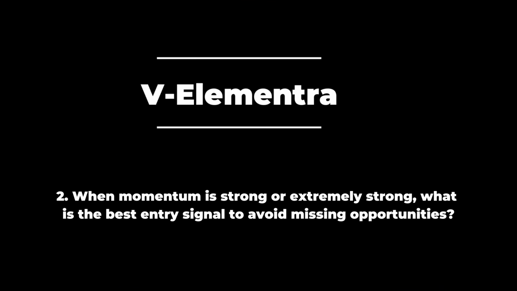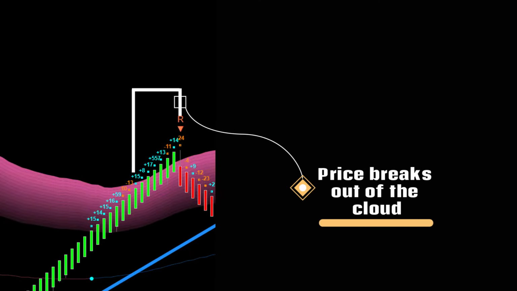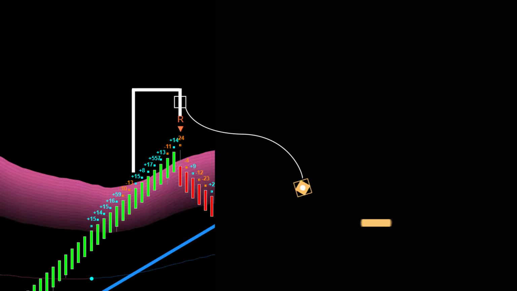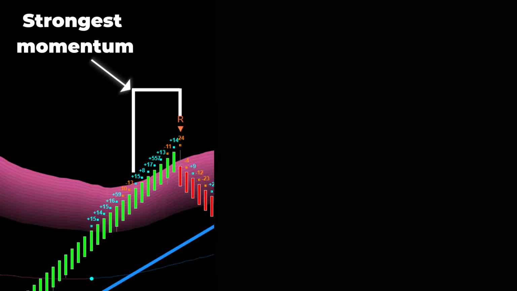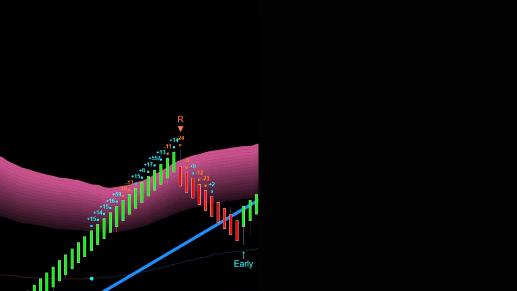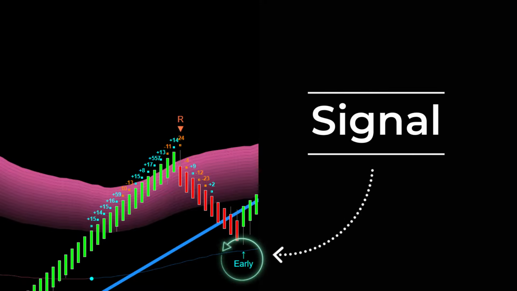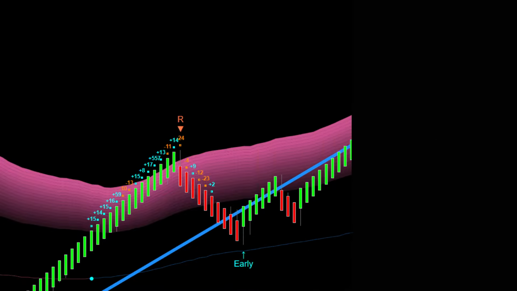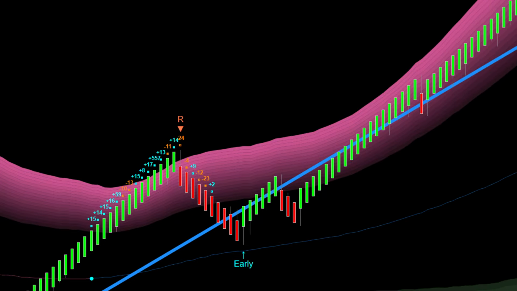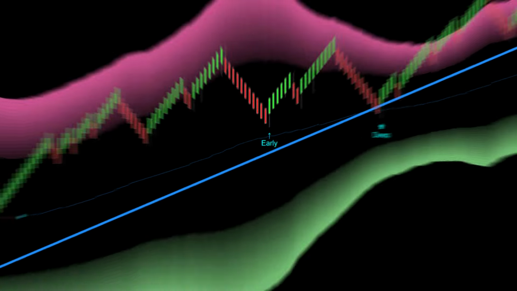2. When momentum is strong or extremely strong, what is the best entry signal to avoid missing opportunities? When the market shows extremely strong momentum, price tends to move quickly with very shallow pullbacks. If you wait too long, the opportunity might be gone. In this case, the early pullback signal is the best choice, allowing you to catch early entries right as the trend breaks out strongly.